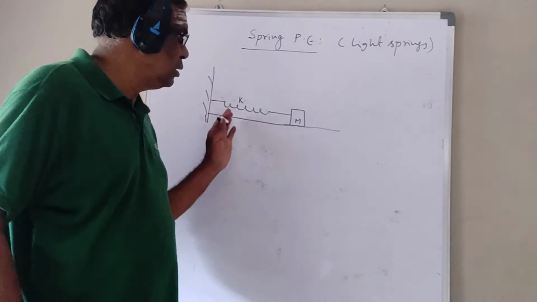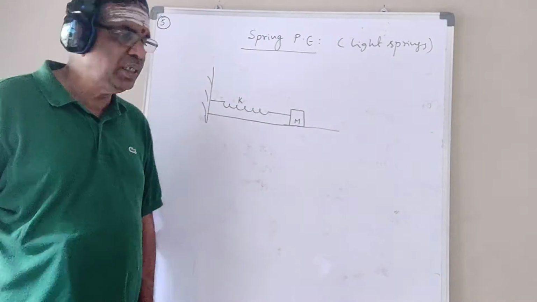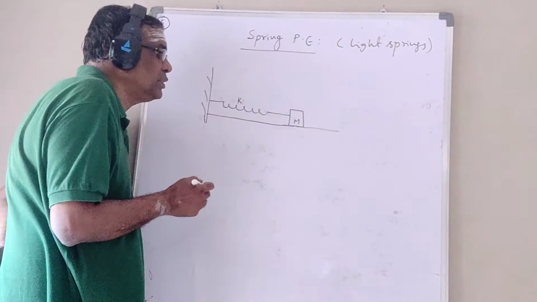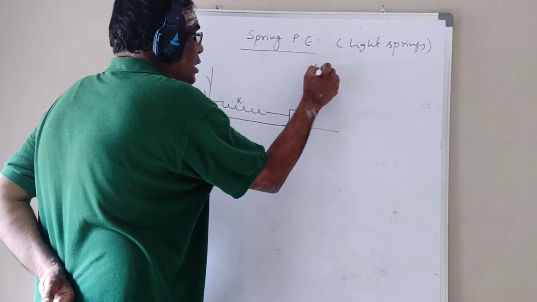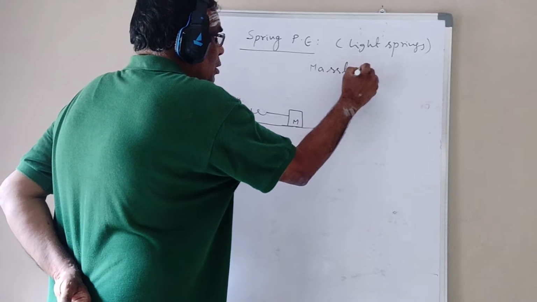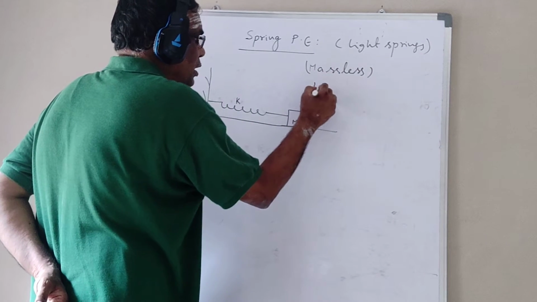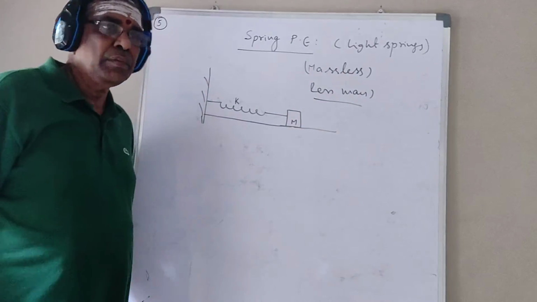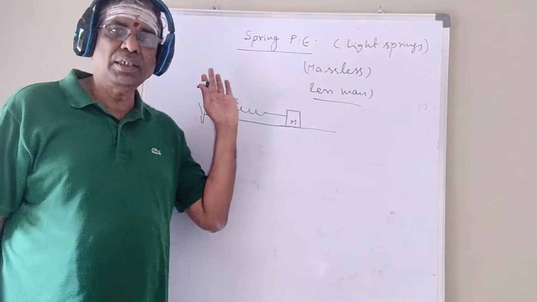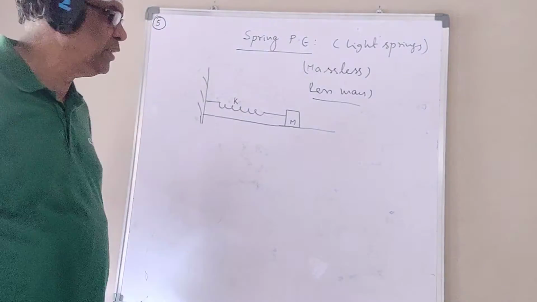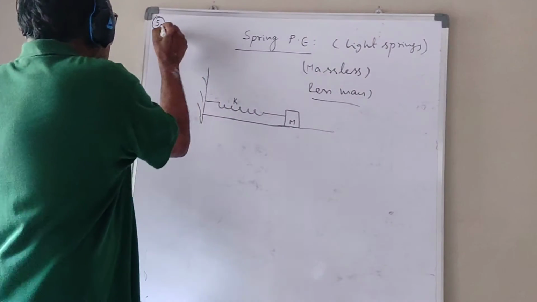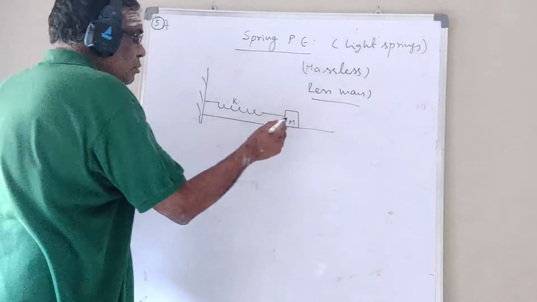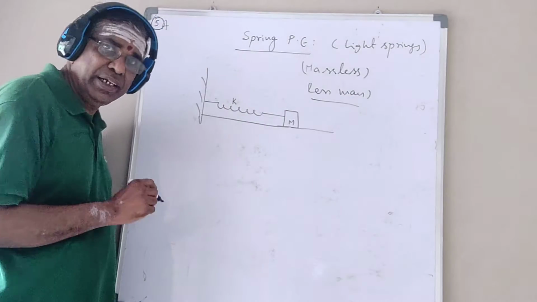Right. I'm now looking at the spring potential energy for light springs. In fact, it is massless, not useless. Actually, it is less mass. It's very wrong to use massless. So we will take that no mass is possessed by the spring, but I have attached a mass to the spring.